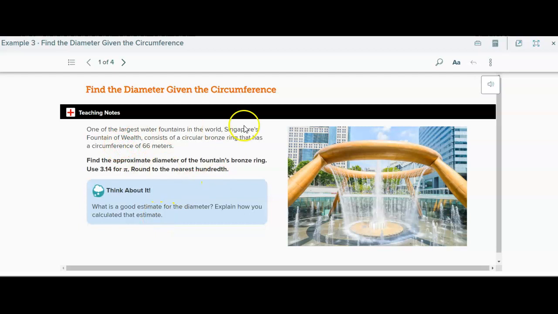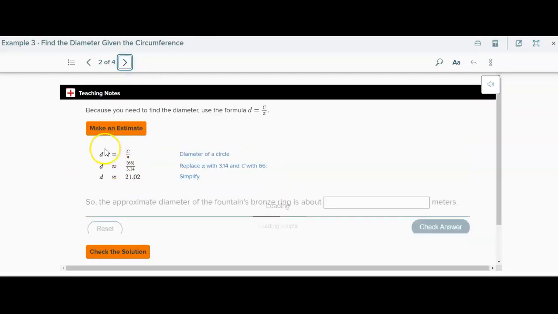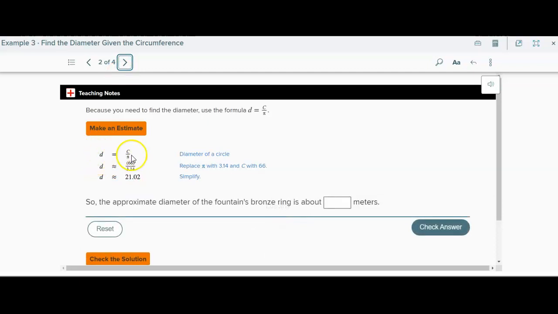The world's largest fountain, Singapore's Fountain of Wealth, consists of a bronze ring that has a circumference of 66 meters. We want to find the diameter of that. If I want to find the diameter and I know the circumference, then this is the version of the formula we're going to use. Plug in 66 for the circumference and plug in 3.14 as an approximation for pi, and then it's just calculator work. So you do want to make sure you're bringing your calculators with you, so you don't have to divide this by hand because that just takes too long. So this is 21.02 meters.